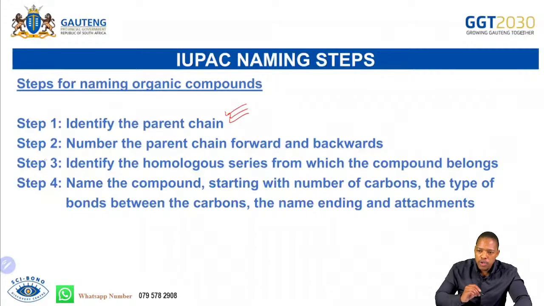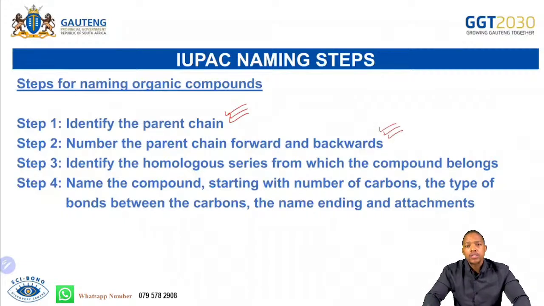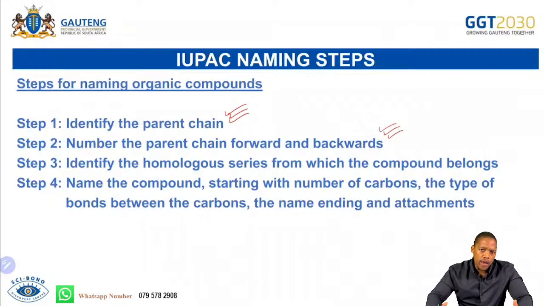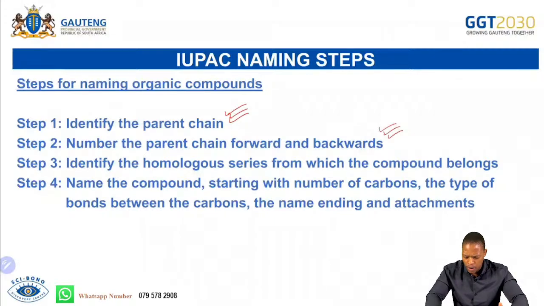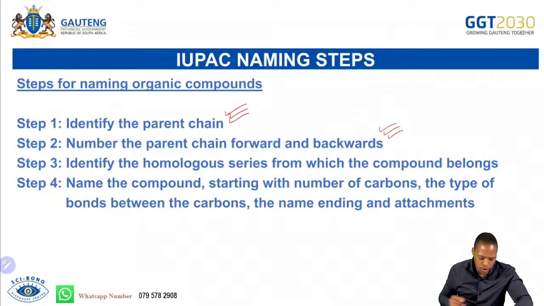Step number 2, once you have identified your parent chain, I want you to number the parent chain forward and backwards. Now, strategies in this regard could be different. Some people only number once. They look for the chain where the substituent is at the shortest side, then they number from that side. I find that to be complicated, if I'm being honest with you, grade 12. However, you do what you are comfortable with. I choose to number forward and backward on the parent chain. Only once I've numbered, I'll be able to decide which numbering system I'll be choosing. Okay, maybe you'll see as I name what it is that I'm talking about.